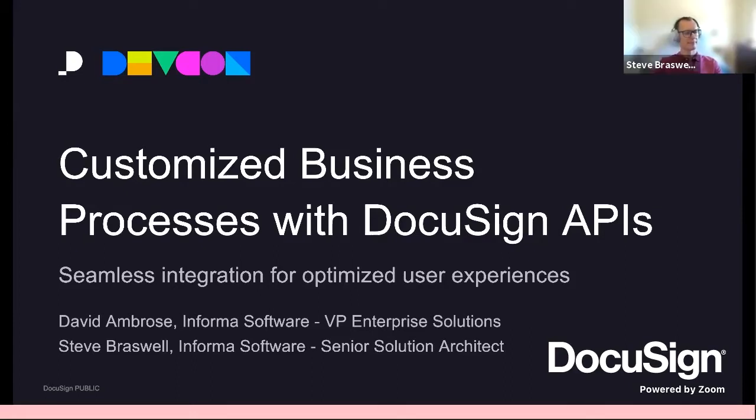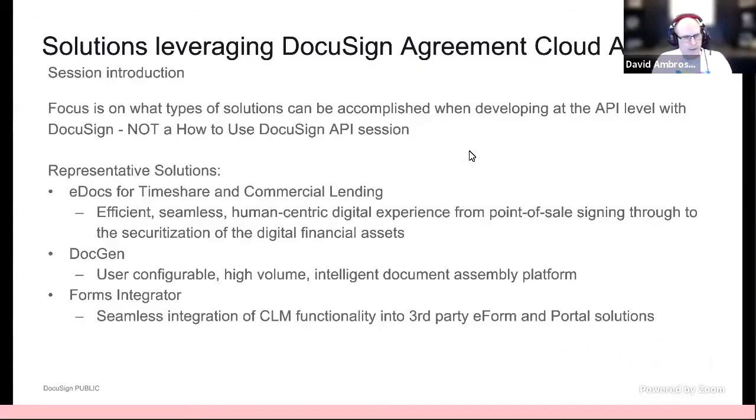I have Steve Braswell here with me as well, and we're going to talk about customized business processes with DocuSign APIs. So how to create a seamless integration for an optimized user experience. And I've been informed that we have exactly 42 minutes, at which point we'll be played off the stage. So let's jump right in.